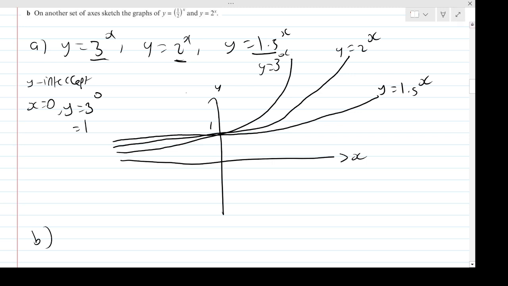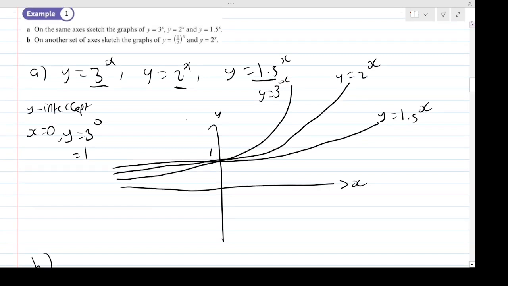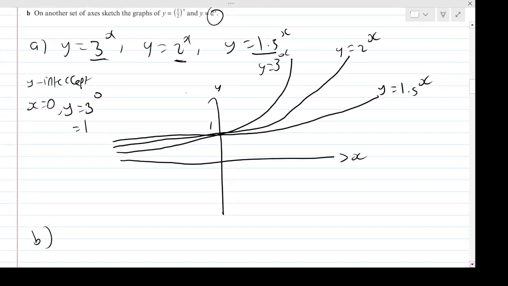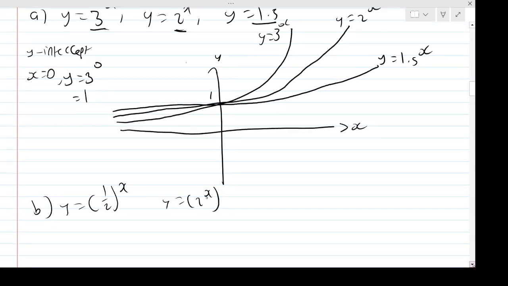Okay, now on a different set of axes, we need to sketch y is a half to the x and 2 to the x. Okay, so y is a half to the x and 2 to the x. Well, firstly, we know what 2 to the x looks like, so I'm going to sketch 2 to the x first.